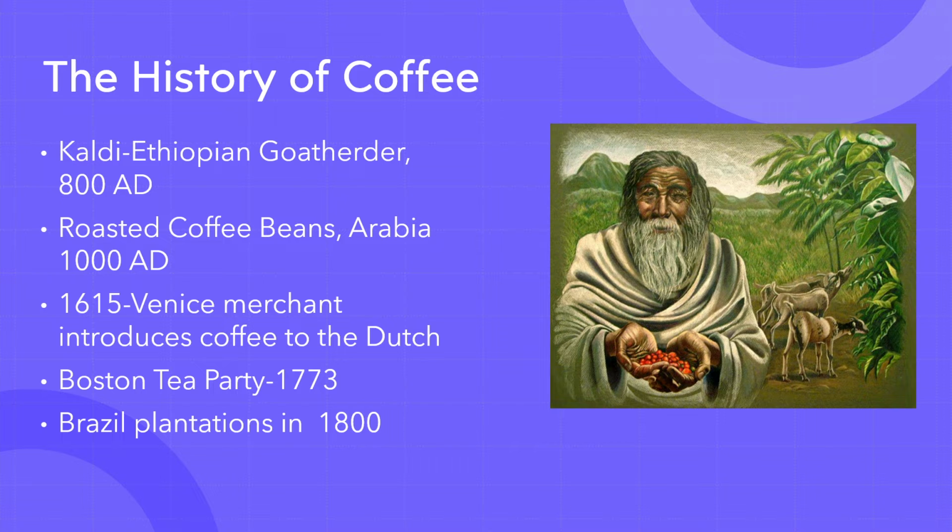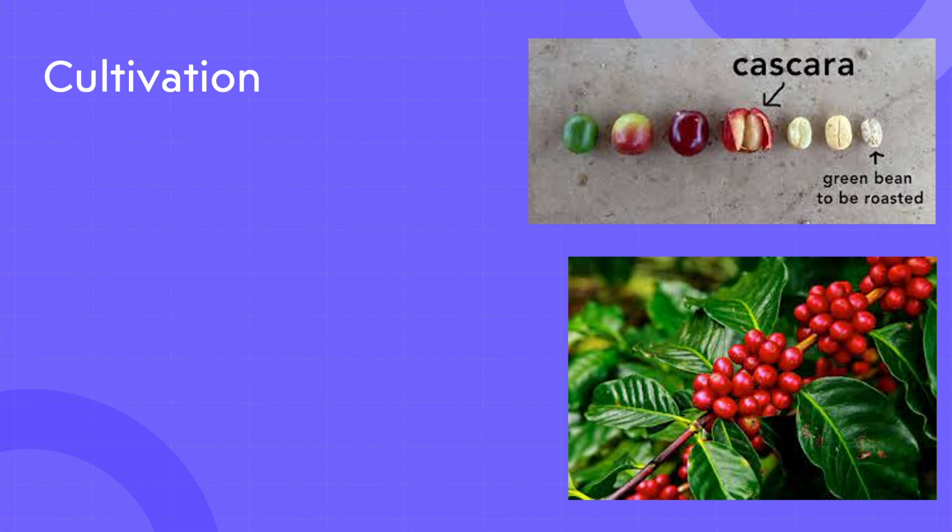Finally, Brazil plantations are started in 1800. That's the growing process started in this hemisphere. And that's kind of how things got started. Today, coffee is the second most traded commodity. Only oil is traded more than coffee. Over a $2 billion business.